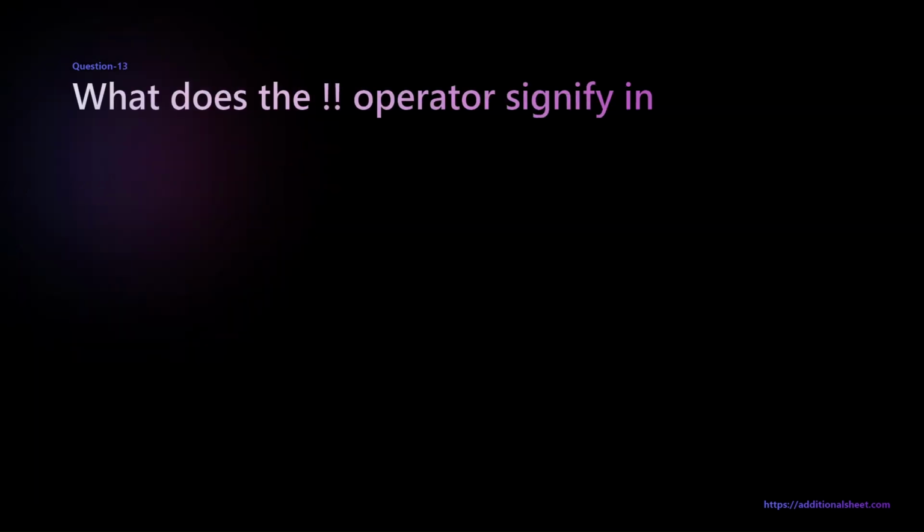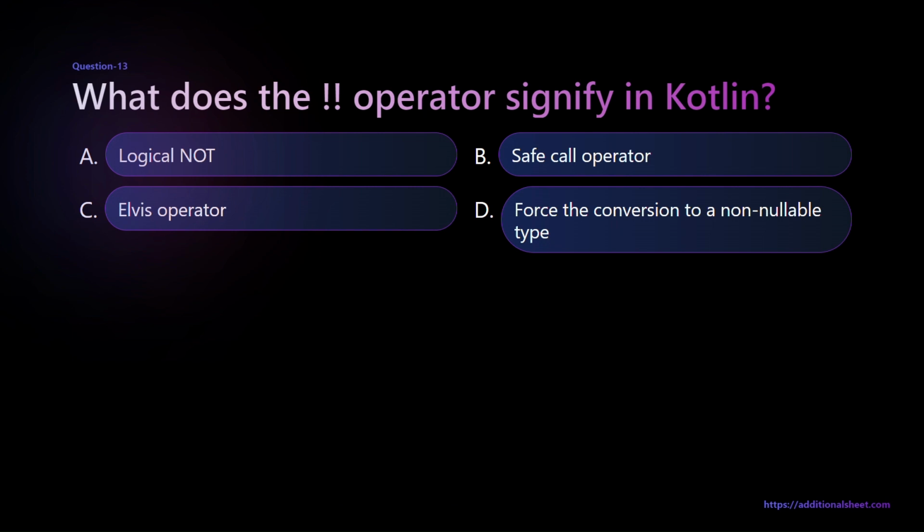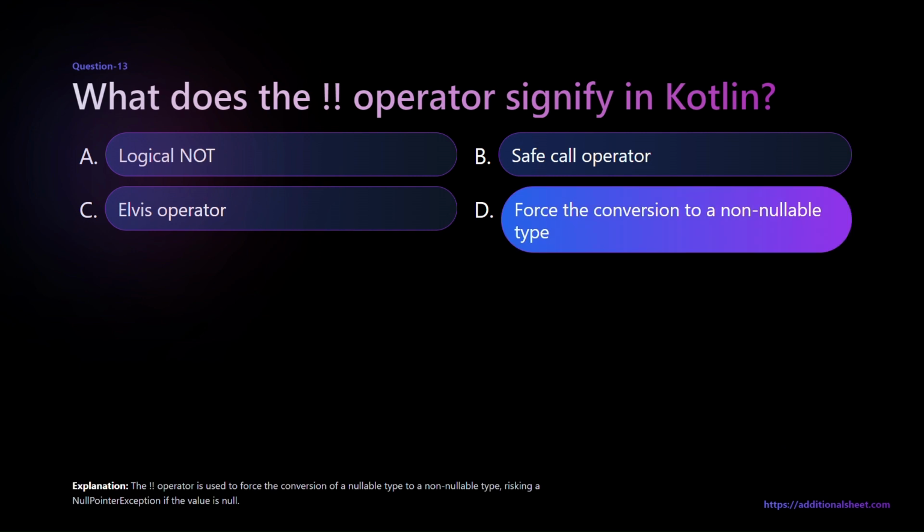What does the !! operator signify in Kotlin? Option A, logical not. Option B, safe call operator. Option C, else operator. Option D, force the conversion to a non-nullable type. The correct answer is option D, force the conversion to a non-nullable type.